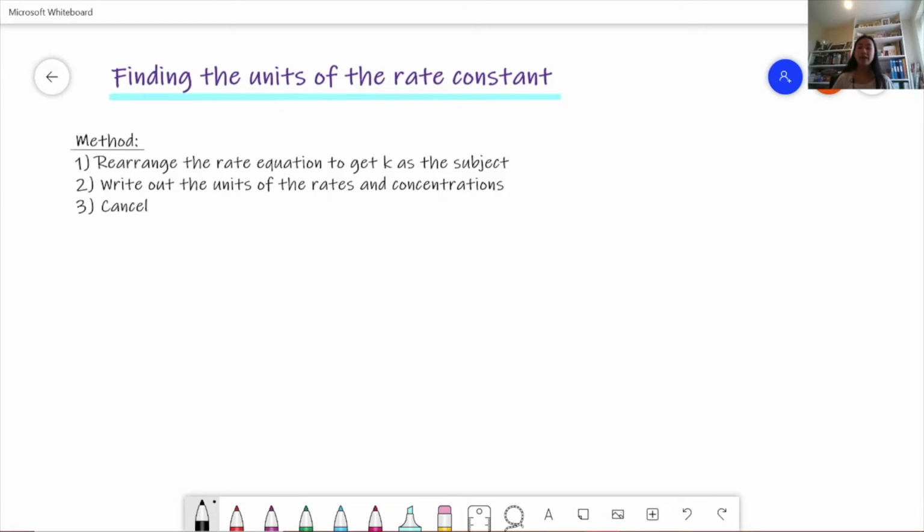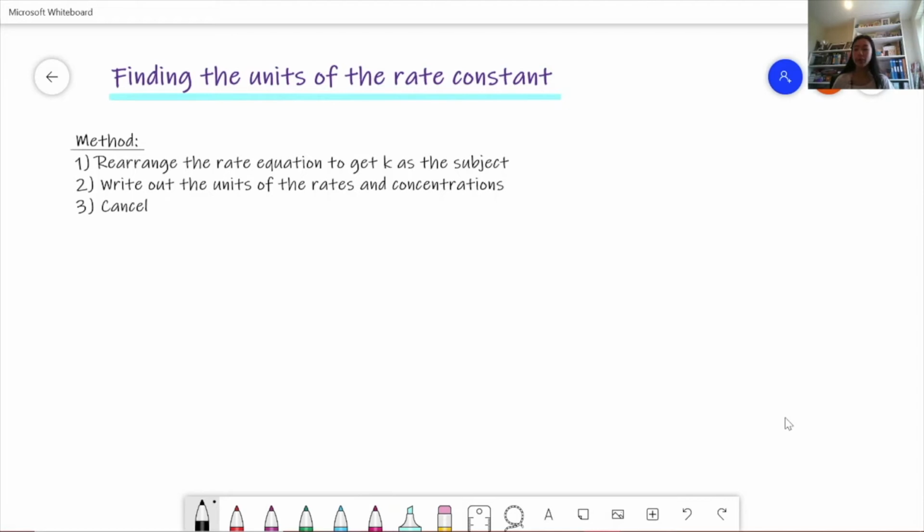So how do we find the units of the rate constant? Well, here is the general method. So first you rearrange the rate equation to get K as the subject, and then you write out the units of the rates and the concentrations, and then you cancel stuff out. So it's very similar to what we did for Kp and Kc.